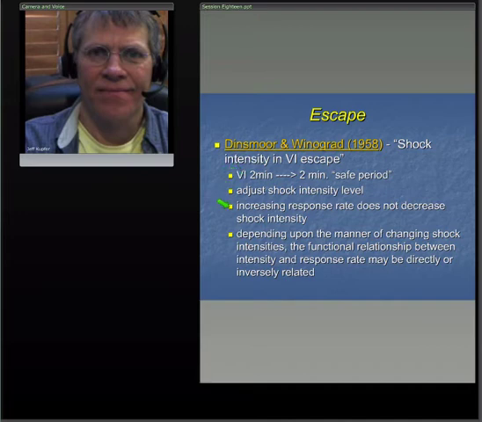So therefore, if the rats increase the rate of responding when we increase the shock intensity, this really shouldn't make much sense, because increasing the response rate does not decrease shock intensity. It doesn't alter it one bit. It just simply turns it off, keeps it off, and will do so only when the contingency is met. And what we find out when we introduce these changes in shock intensity is that the functional relationship between the shock intensity and the response rate may be directly related or inversely related, depending on how we introduce shock. Let me show you what I mean.